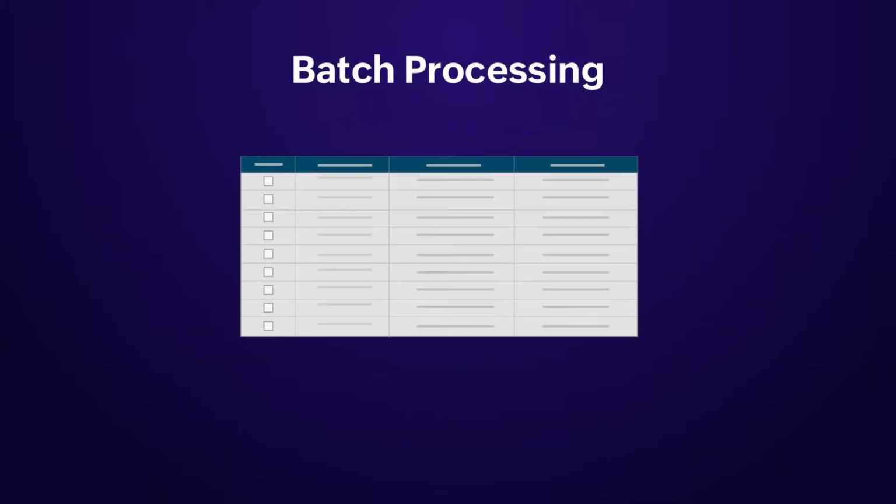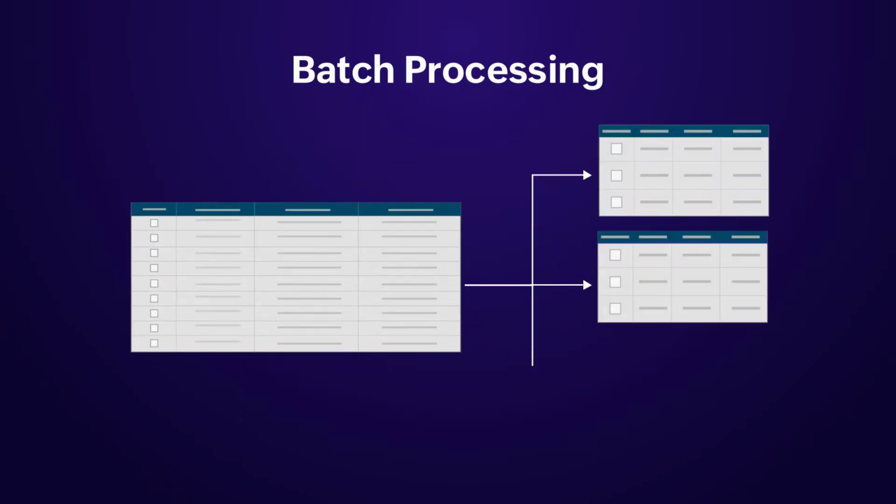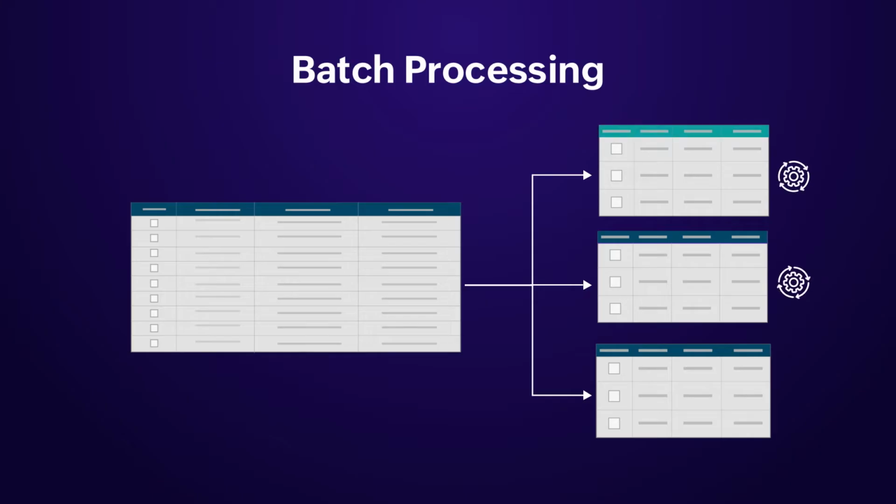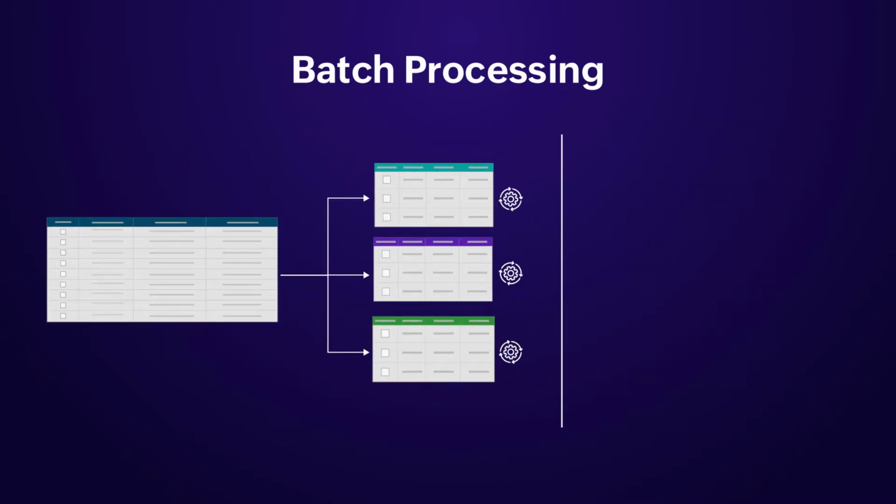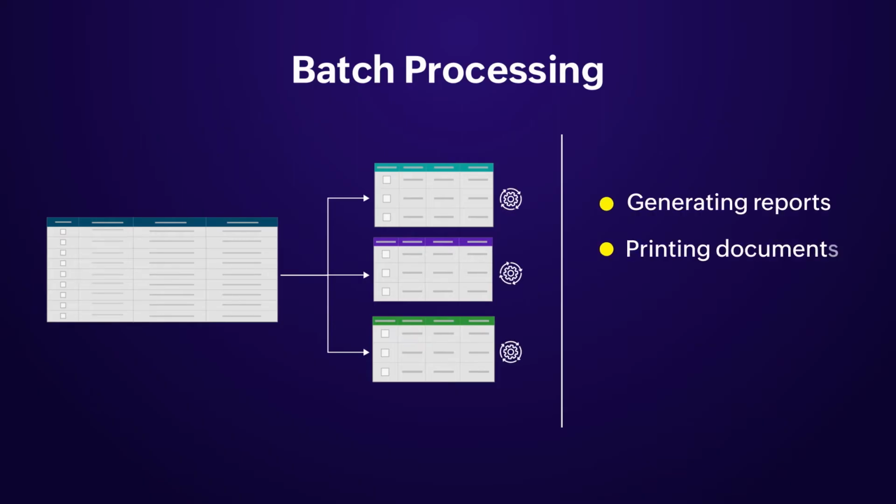Batch processing in Creator entails breaking down application data into smaller, manageable segments and processing each segment separately. This approach significantly reduces manual effort and enhances the efficiency of your app, particularly when dealing with tasks such as generating reports, printing documents, or updating multiple records at once.